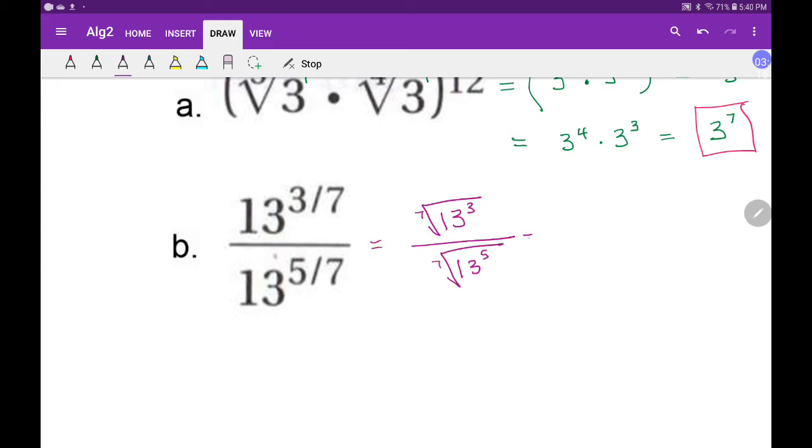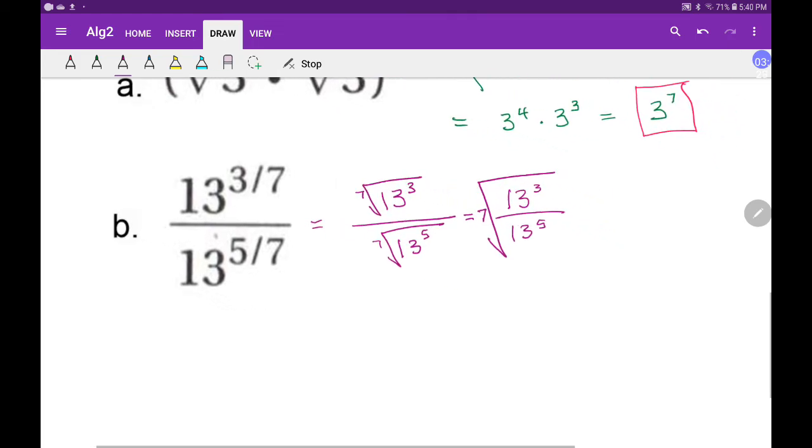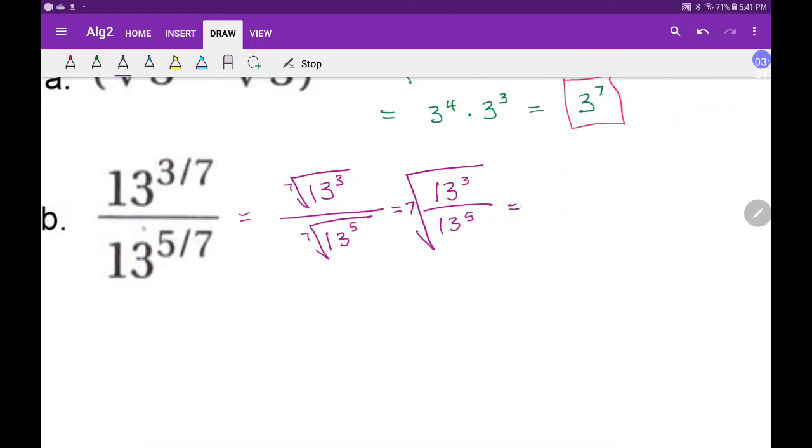Then I can put these together because I have 13 to the 3rd over 13 to the 5th, and it's one big radical, the 7th root. And then I can subtract exponents, right? I was going to say 3 minus 5. I guess I could just cancel them. I'd get 13 to the minus 2, and then I'd just put it back on the bottom. So let me say the 7th root of 1 over 13 to the 2.